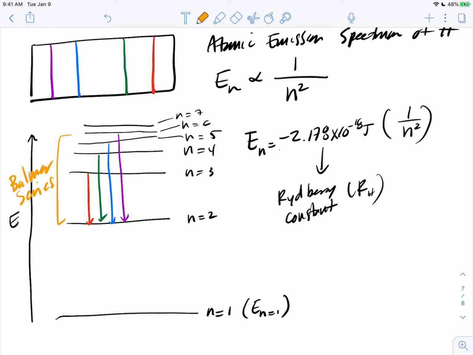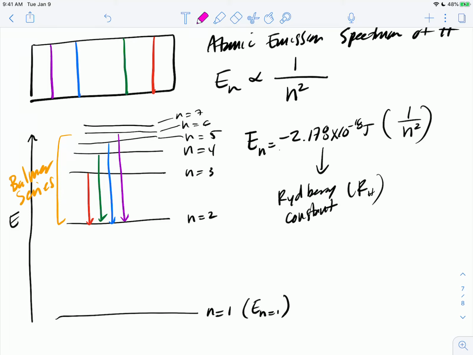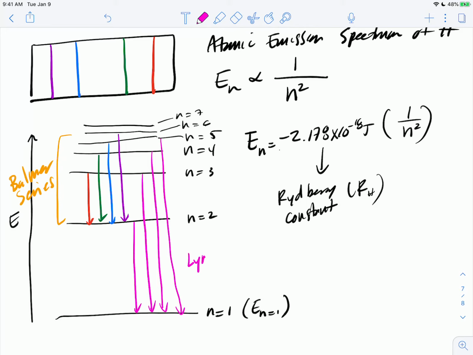You'll notice that these don't go down to n equals 1. And the reason why is that, if we go here, here, here, and here, what's in pink, these are called the Lyman series, and they're all in the UV.